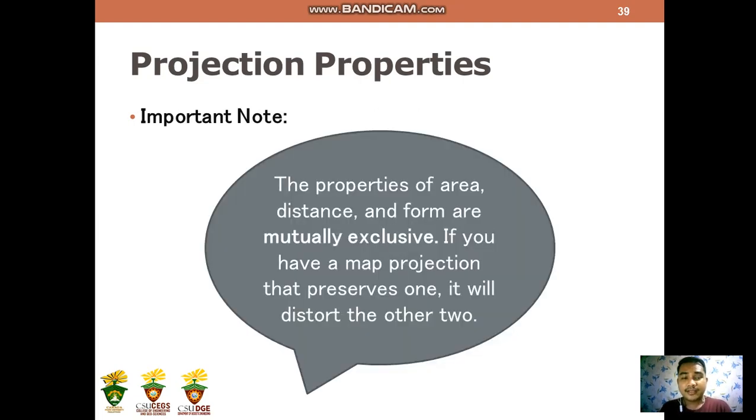And here is an important note: the properties of areas, distance, and form are mutually exclusive. If you have a map projection that preserves one, it will distort the other two. So kumbaga, isa-isa lang. Kung unsay imong gusto i-preserve, magpili lang ka kung unsay imong i-preserve, ang distance ba, ang area, or ang form. Dili pwede magsabay ang duha. Walay projection nga magsabay ang preservation sa duha ka properties.